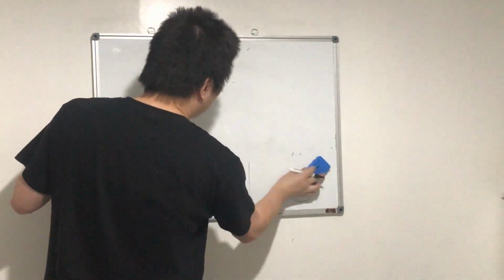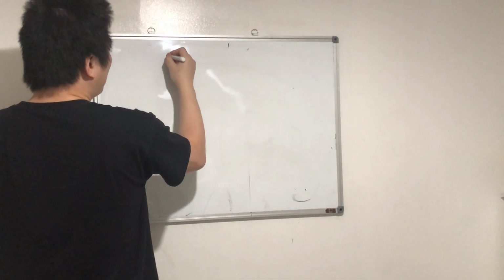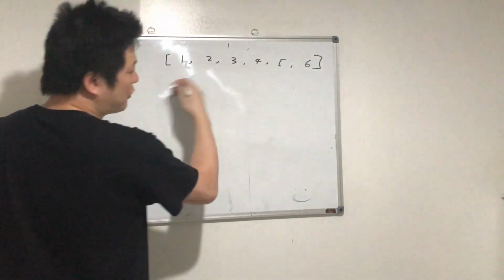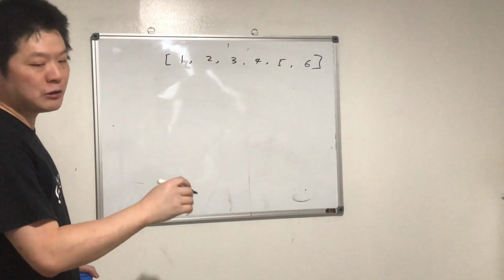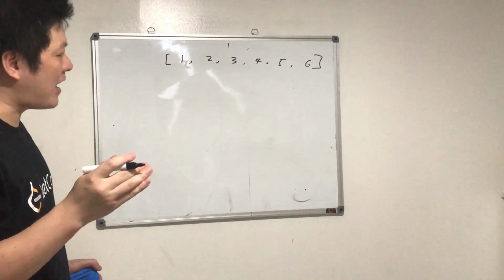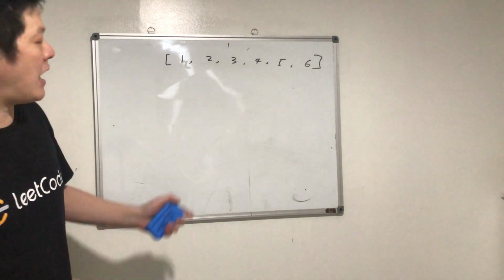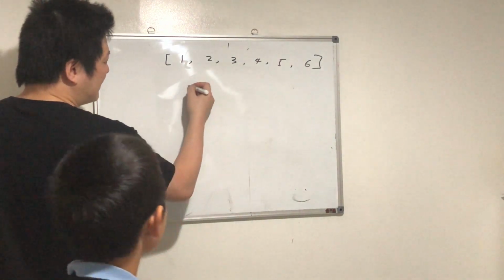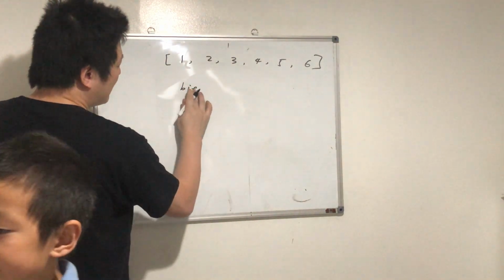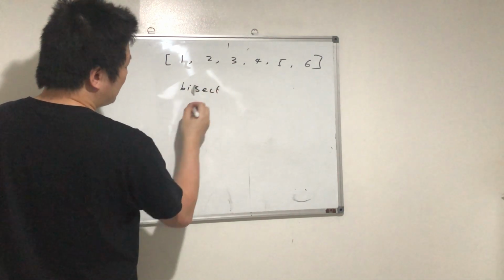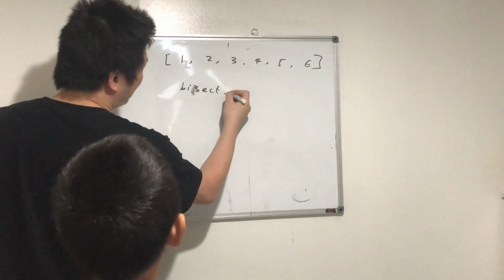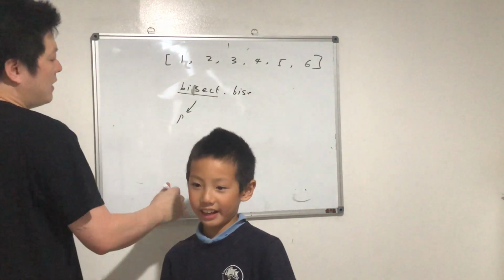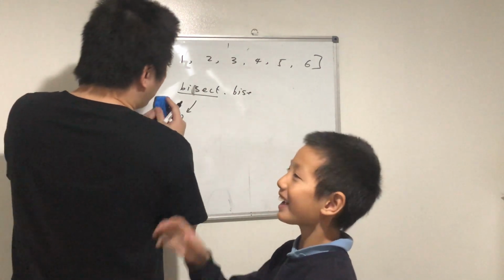So look, let me write this. If an array is 1, 2, 3, 4, 5, 6, sorted, and I want to find how many numbers, let's say I want to find the 3. I can use this function, bisect, bisect left. Bisect is the package name. Import bisect.